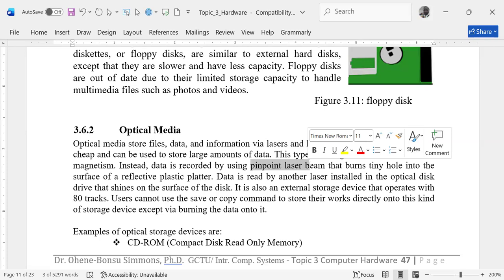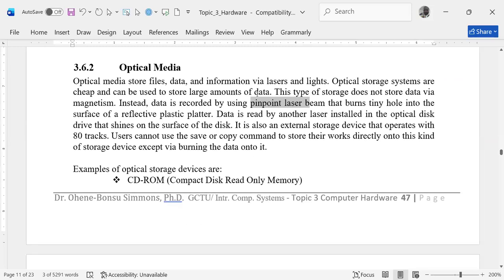Data is recorded on a disk by using this beam on a shiny surface. So before you can read or write on this, you need a CD drive or DVD drive. This drive supports you to read or store. And this drive also has categories. Some can read only, and some can support you to write on it, called a burner. See, CD or DVD burner. So before you can use or store something on a DVD or CD or optical media, you need what's called a burner.